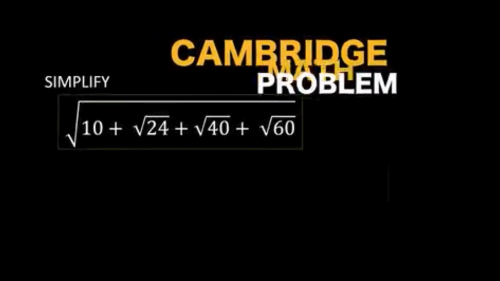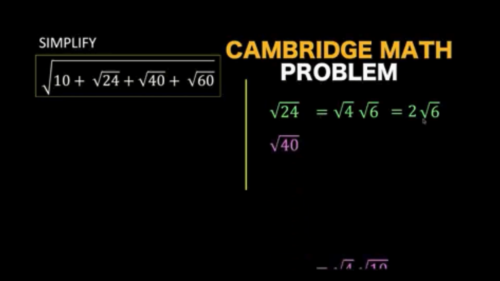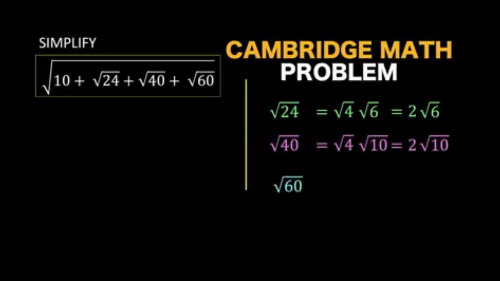Now let's solve this problem together. Let's begin by simplifying this square root of 24. We can write this as square root of 24 equals square root of 4 times square root of 6. But square root of 4 is a perfect square that is equal to 2, then copy square root of 6. That is our simplified form of square root of 24. Let's do the same for square root of 40, that is equal to 2 square root of 10, and square root of 60 is equal to 2 square root of 15.